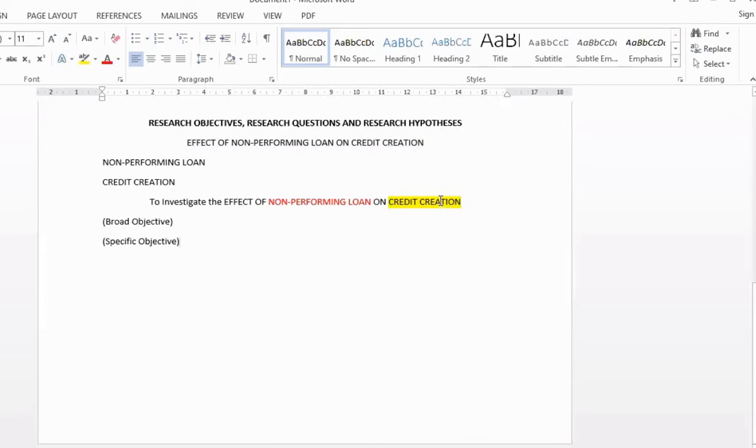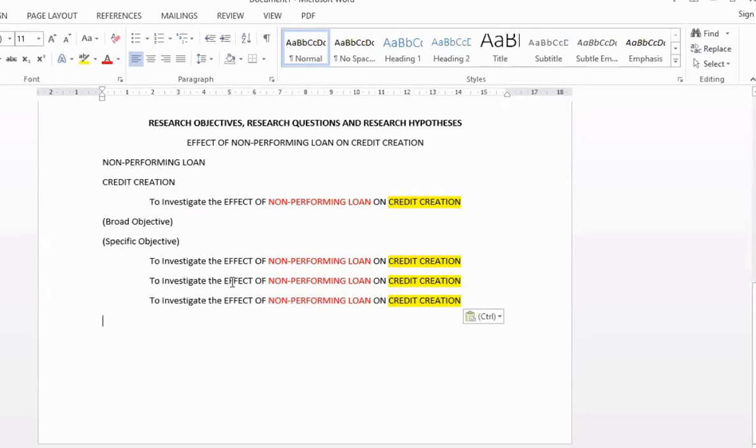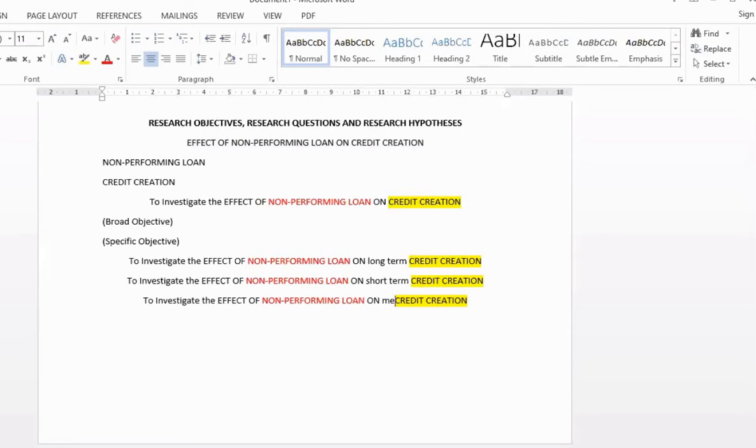So let's choose to unbundle credit creation. The specific objective in this circumstance, I'm going to create three specific objectives out of this broad objective. So I will copy this and paste it in three places. Credit creation. Now, to investigate the effect of non-performing loan on long-term credit creation. Then the second one will be on what? Short-term credit creation. Then I can also look at the medium-term credit creation. Now, what have I done? I have disaggregated this broad objective into how many? Into three specific objectives.